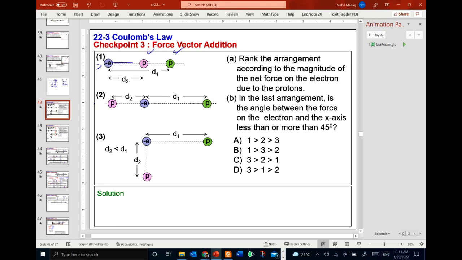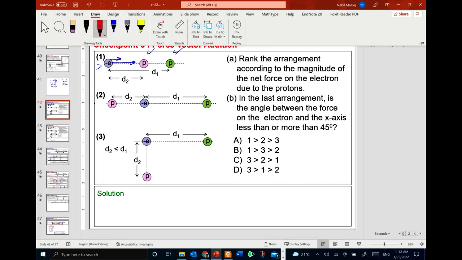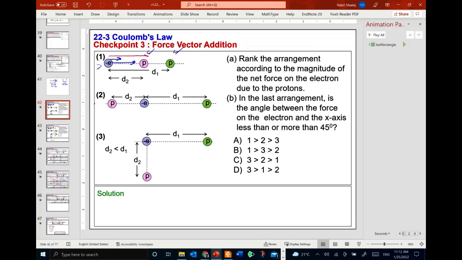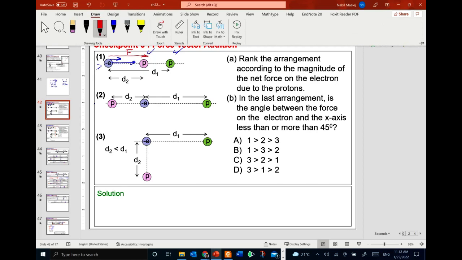So let me draw it like this. Let's call it F1. Now we have another proton that is also a positive charge, but it's further away, so we expect the force to be smaller. So let me draw it like this. If we add the two forces, they are in the same direction, we can get, let's say, approximately like this. So this is the total force on the electron. Okay, let's do the next situation.